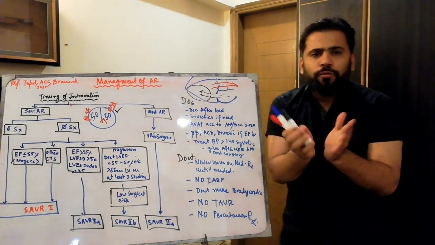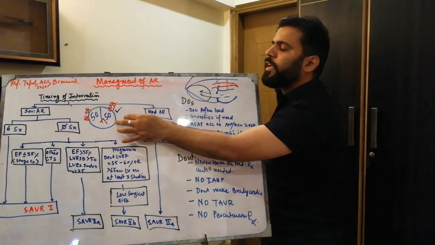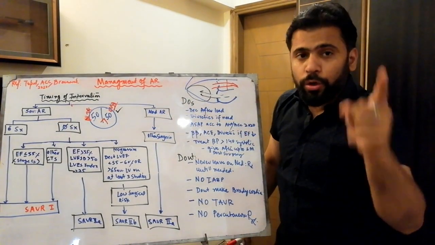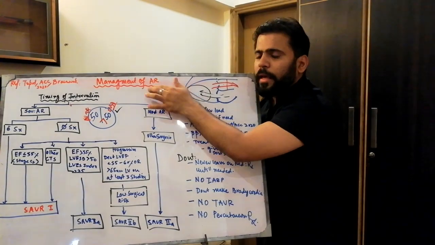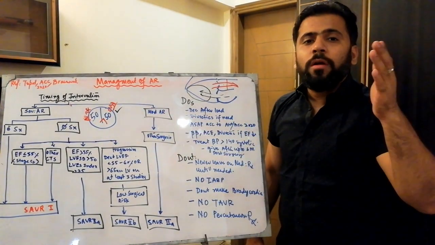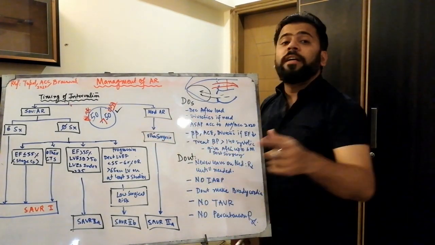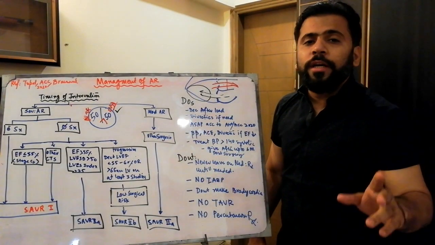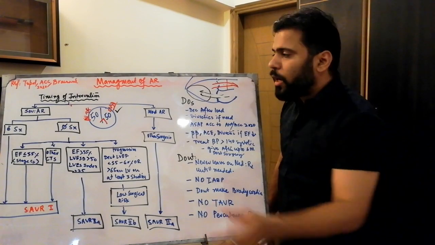So if the LV systolic dimension, like if your heart is dilated more than 50 LV systolic dimension, then it is class 2A indication to go for the surgical AVR. And if your patient has ejection fraction of less than 50, then again it is class 1 indication to treat your patient with surgical AVR.